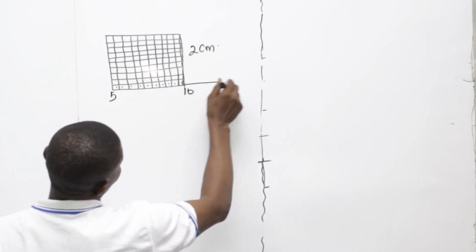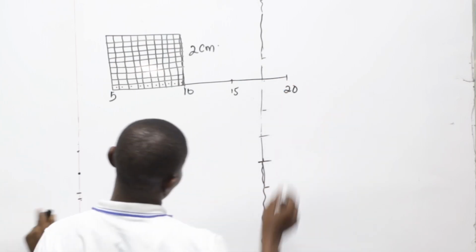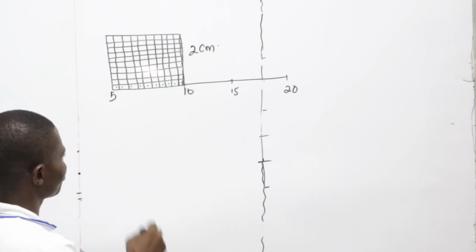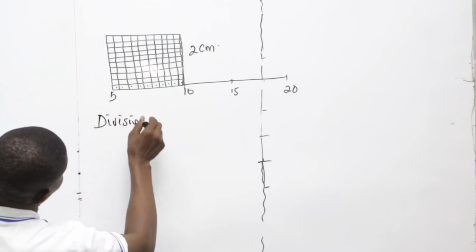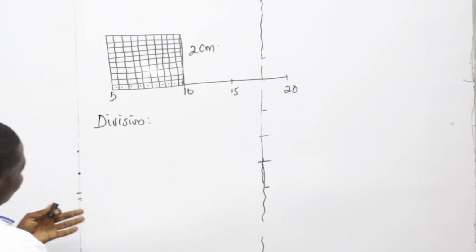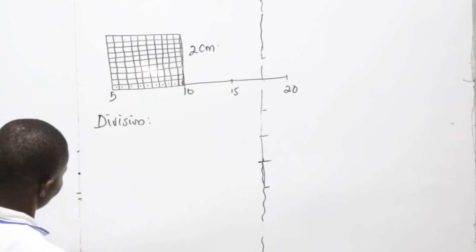be what? 10. While the next one will be what? 15. The next one will be what? 20. I am talking about graph division now. Division of graph. Okay. Now to know your working value, so when you plot, you know what you are doing.